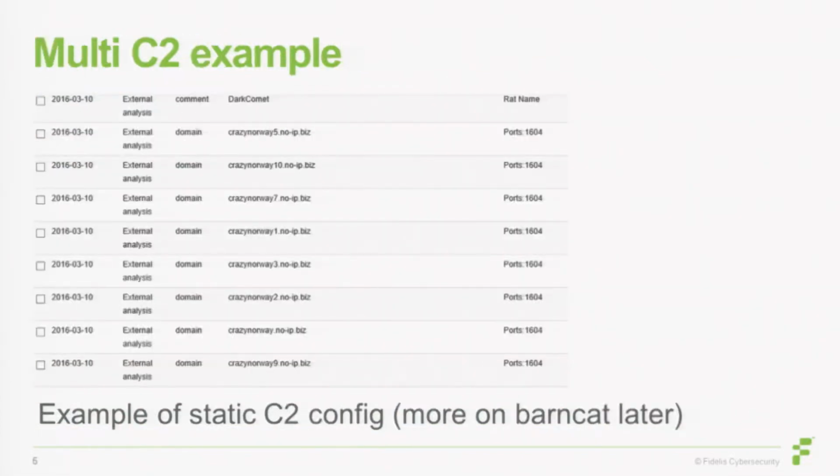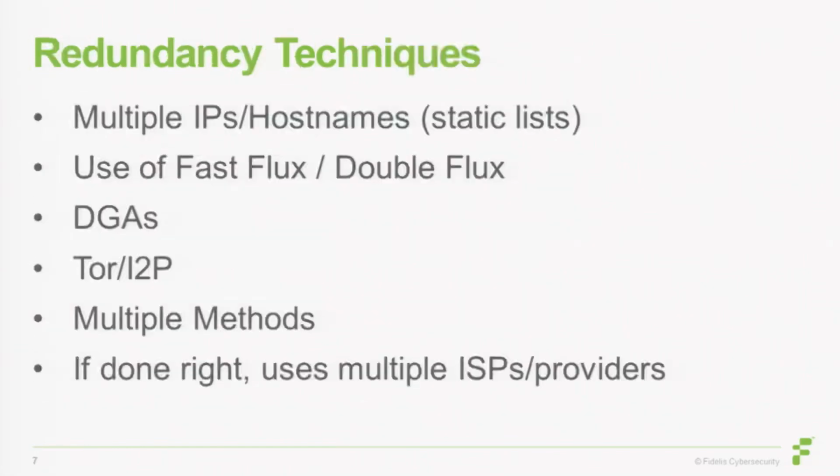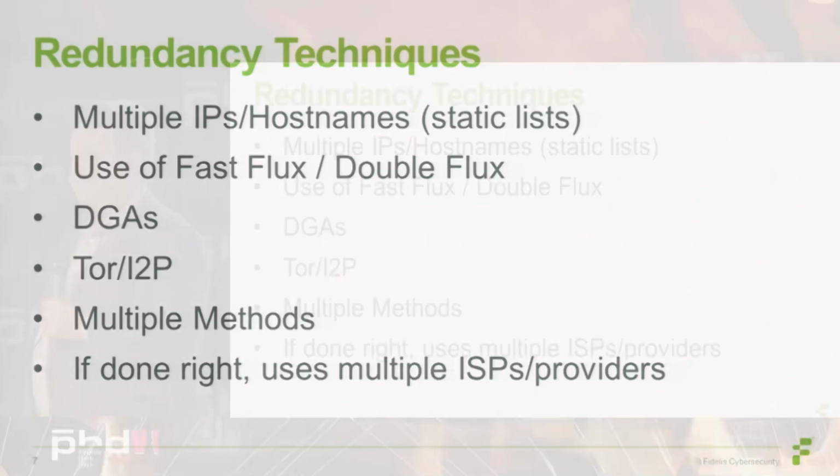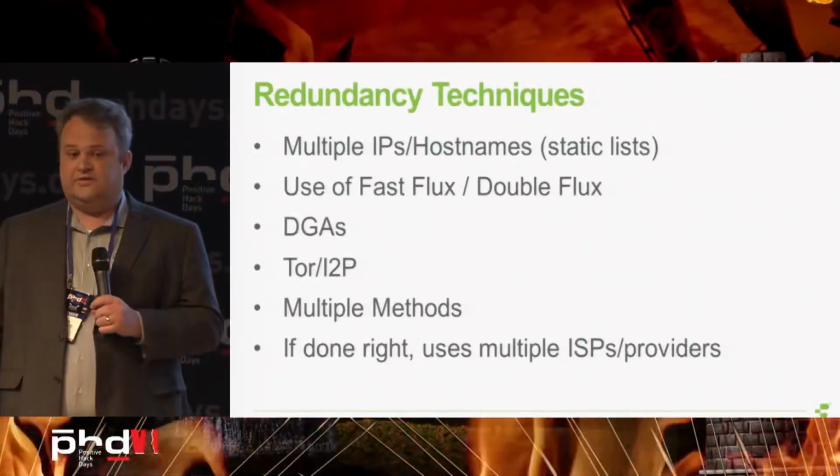Dark Comet also has the ability to have multiple C2s. In this case you're seeing several, all No-IP, I think like 12 different host names: Crazy Monkey 1, Crazy Monkey 2, up to like 12 at No-IP. All of those can point to different places. So if one were taken down, or the computer behind one were taken down, they can simply reassert control other ways. There are several different techniques that malware authors and adversaries use to establish redundancy.